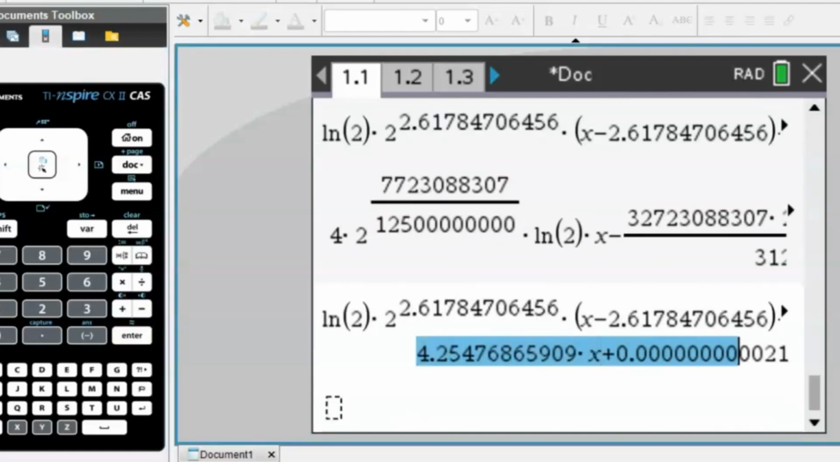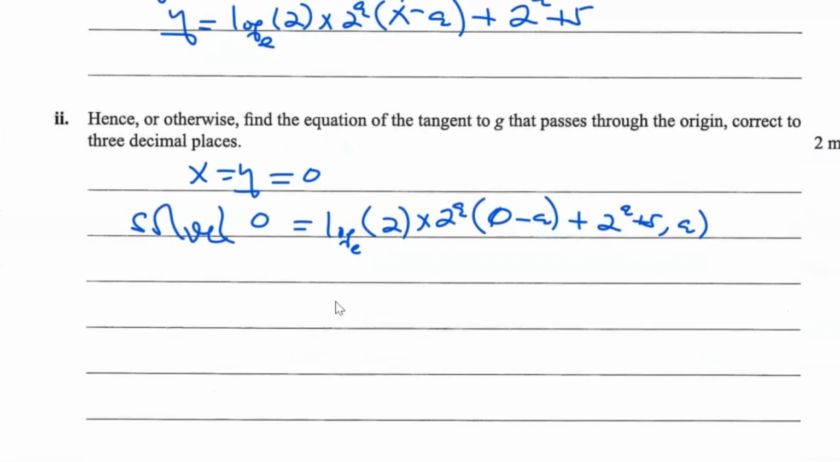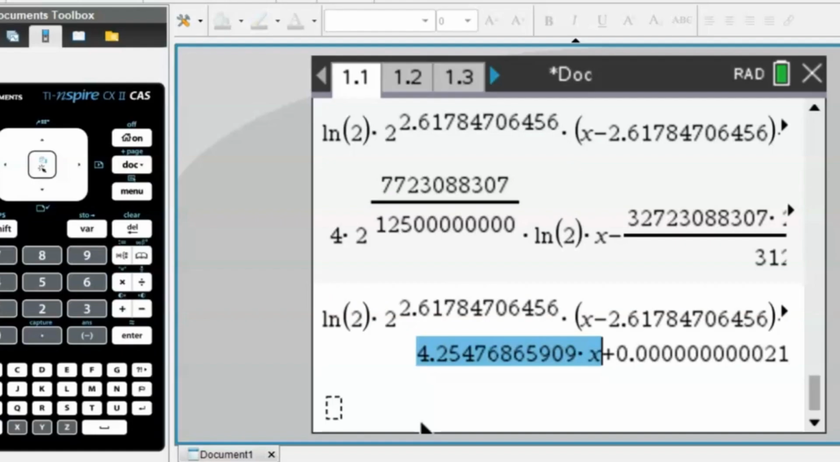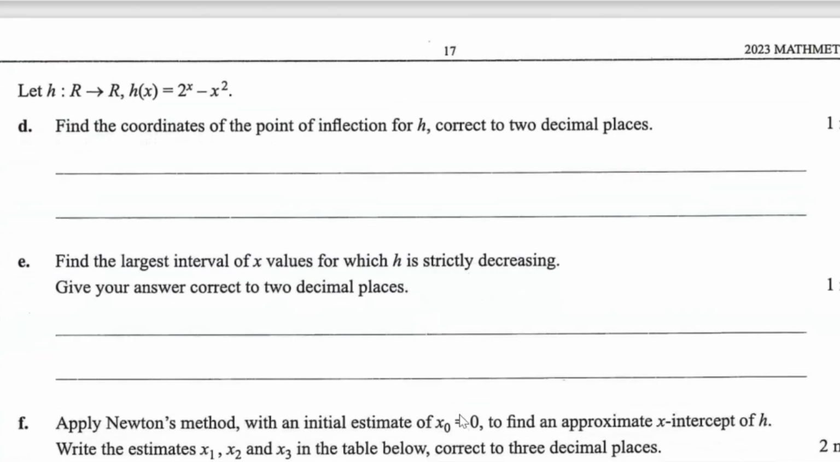Alright, so that means, well, this is going to be only 0 anyway. So my y, well, this is where we're supposed to be substituting after we find the y value. So that's going to be 3 decimal places, 4.255. Yeah, 5x, and that's it.